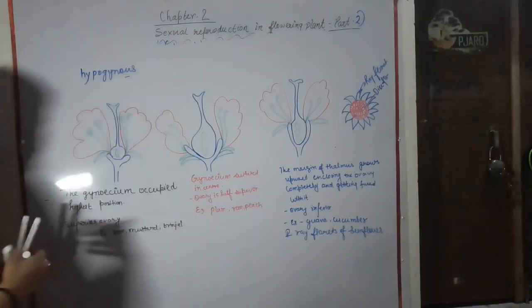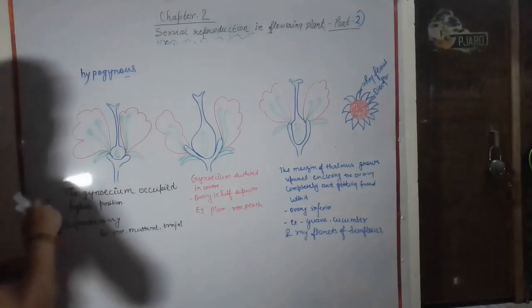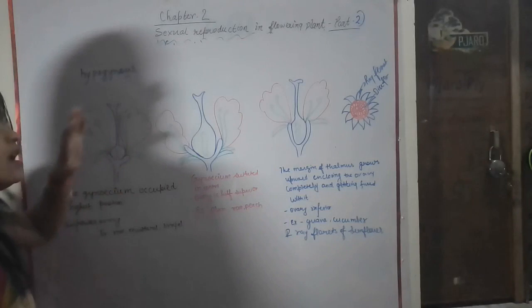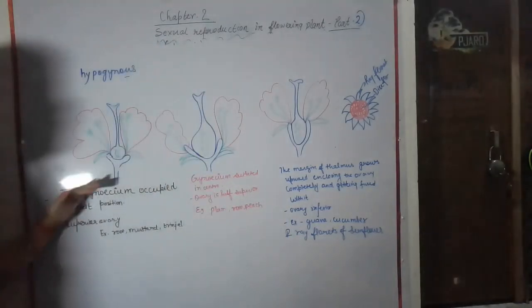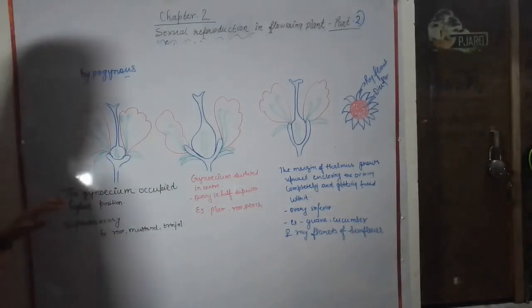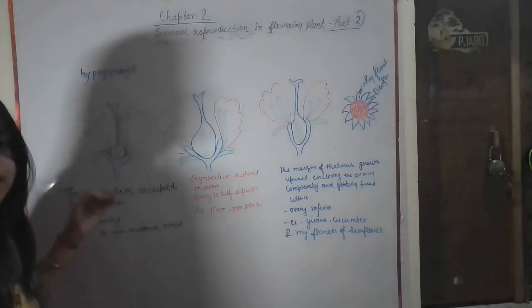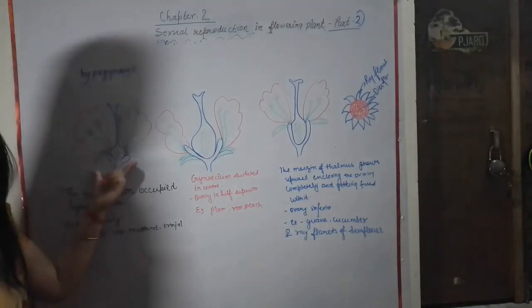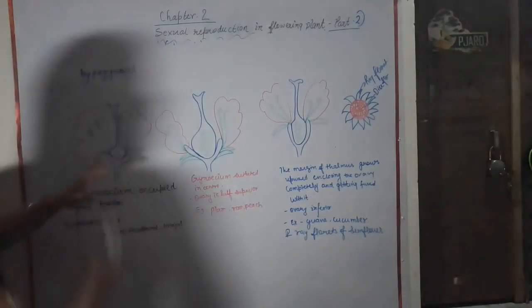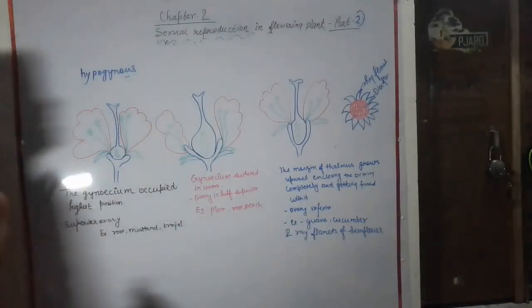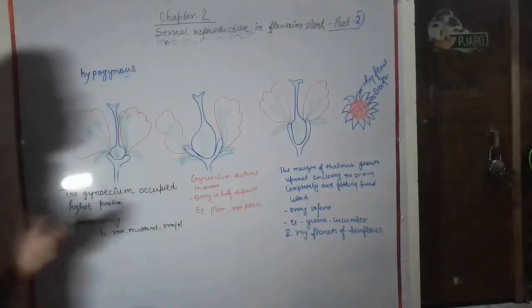So in the hypogynous condition, the gynoecium occupies the highest position, and the rest of the parts arise from lower down, below the ovary. The calyx, corolla and androecium arise from the lower part of the ovary, from where the pedicel is, from the thalamus, you can see, right? So everything arises from the thalamus, so we can say the gynoecium is occupying the highest position in the hypogynous condition.